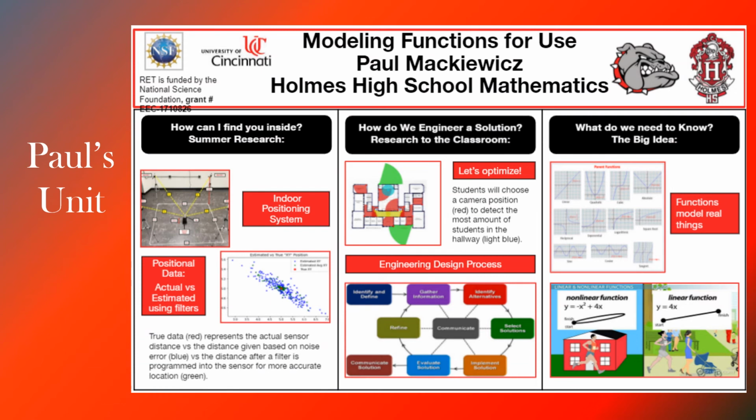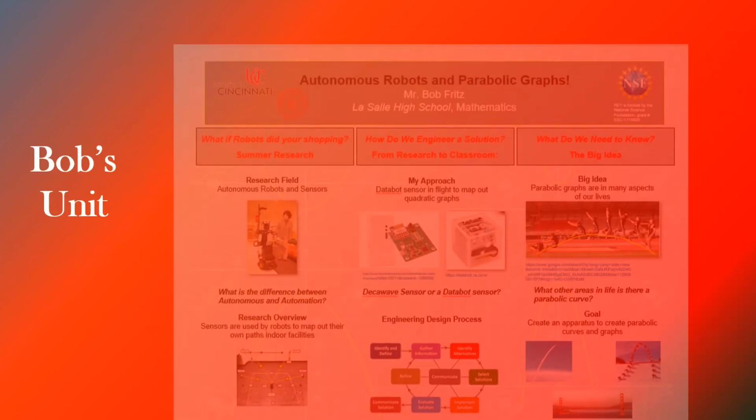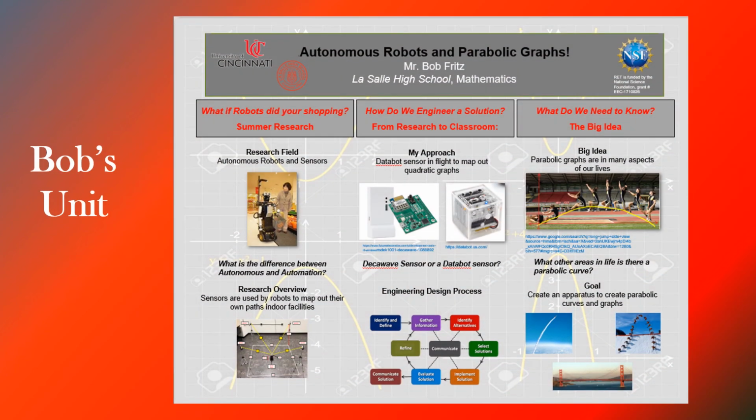What it's going to do is we're going to use the data that we got from determining the position of something, and we're going to use it to determine the position of a camera in the school. Using that position, students will write functions to model that camera location. My unit is going to use autonomous robots and parabolic curves. My students are going to build launchers, which we're going to launch what's called a data bot, and then we're going to graph and discover the equations that deal with parabolic curves.